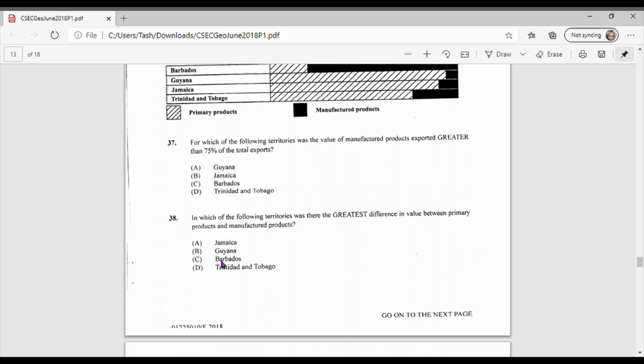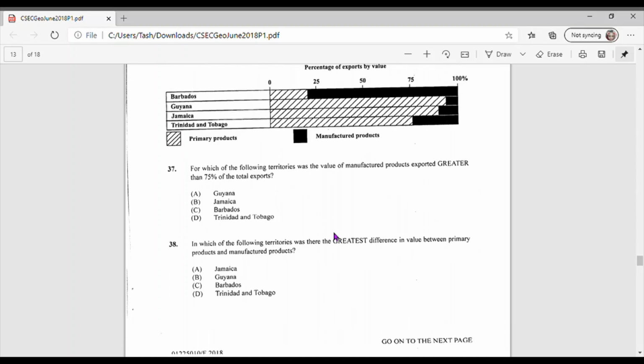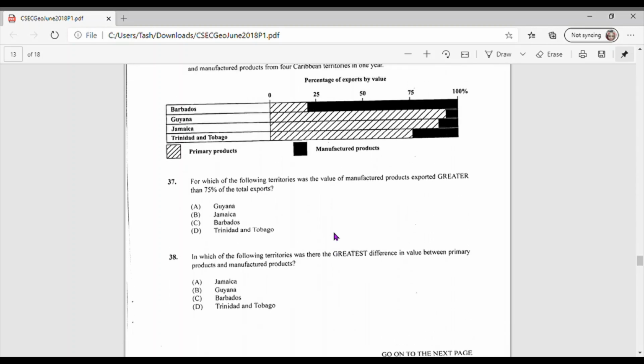Number 38. In which of the following territories was there the greatest difference in value between primary products and manufactured products? 38, greatest difference in value. Alright, so we have Guyana here, which is almost 90%, and 10% for the manufactured. So that would have been the greatest difference. So 38 would have been B for Guyana.